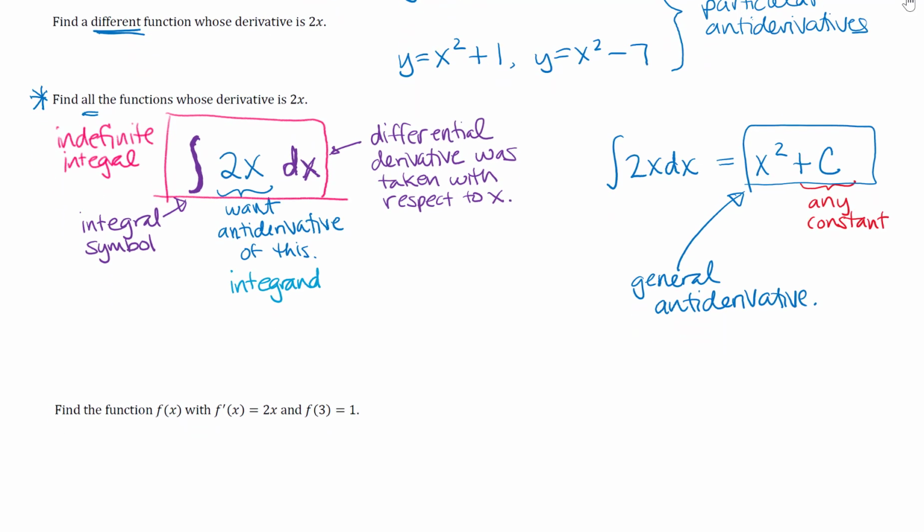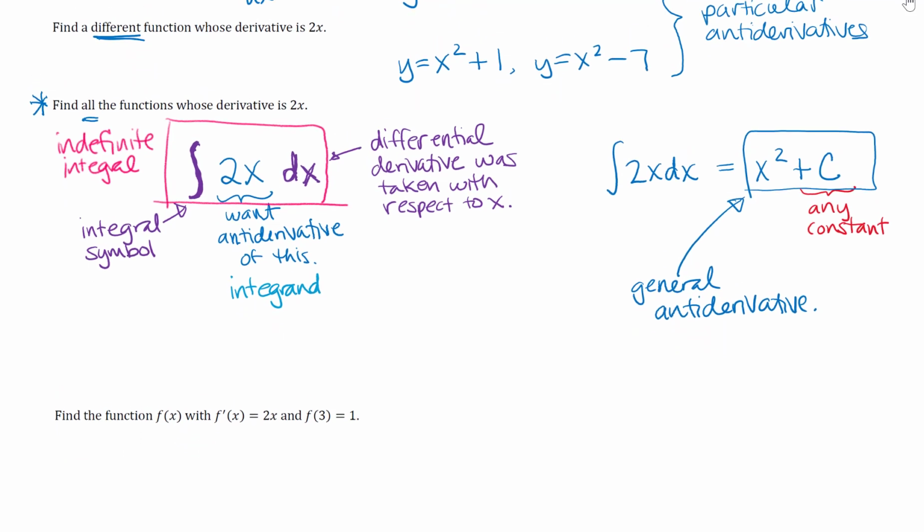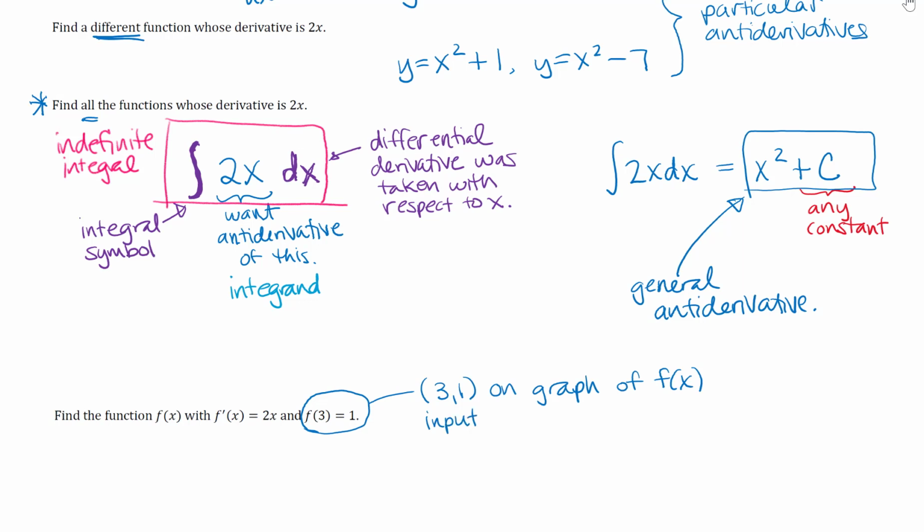All right, so here is a similar problem to the ones up above, but a little bit different. We want to find the function f of x with f prime of x equals 2x. So there's our derivative with respect to x. And then this other information that's given is an input-output value on the function f of x. We can think about this in a couple different ways. We can think about this as a point (3, 1) that is on the graph of f of x. We can also think about that as: when I input 3, the output is 1 for f of x, and this is asking us for a specific antiderivative.